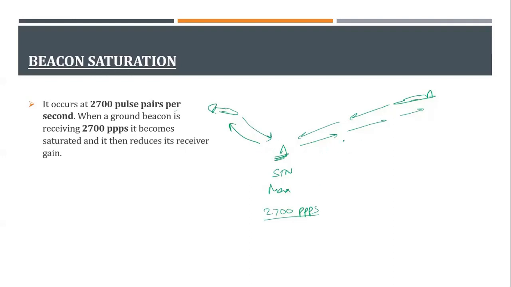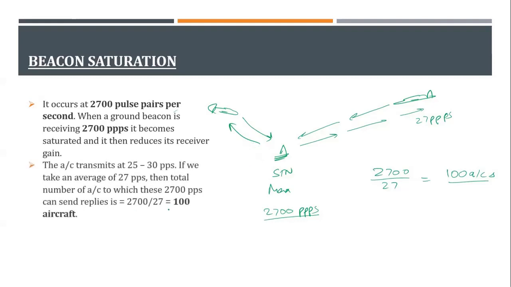How much does the aircraft require after lock on? Only 27 ppps. So I get the calculation, maximum divided by 1 unit: I get 100 aircraft that can be served by one station. So this is how you can do the math. Same math is in the books also. Remember this. The aircraft transmits around in this range. We take an average of 27 ppps. Any doubts? Yes or no? No?